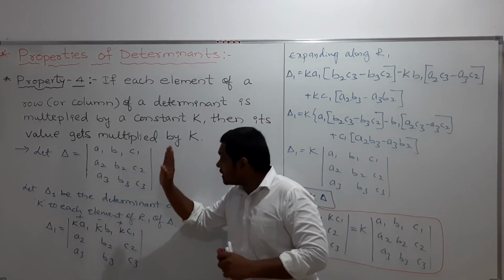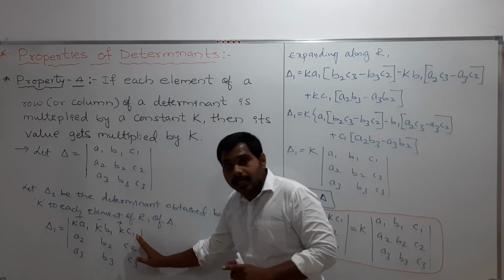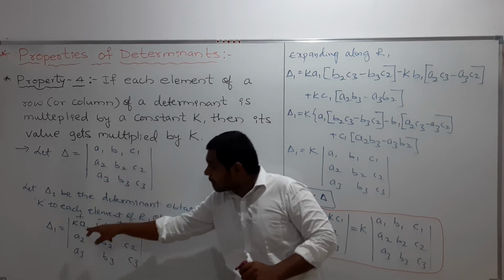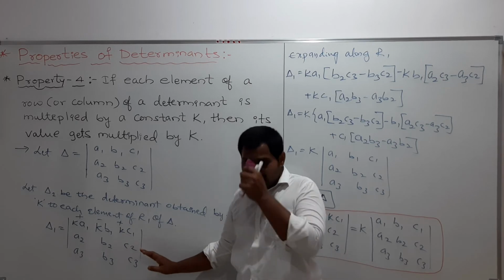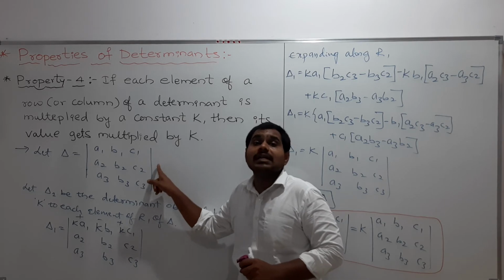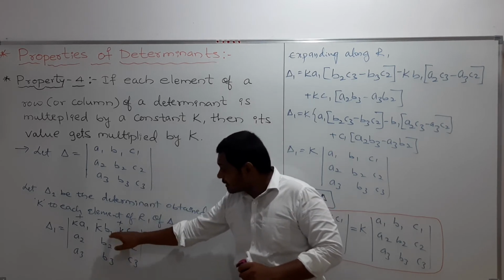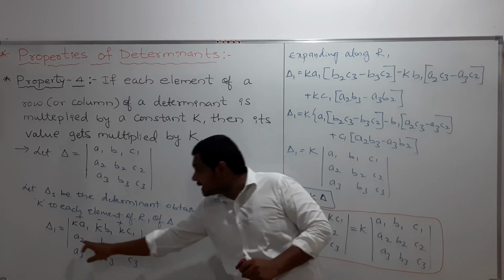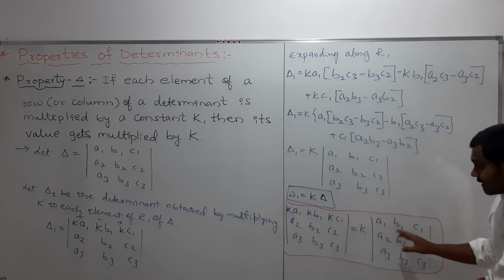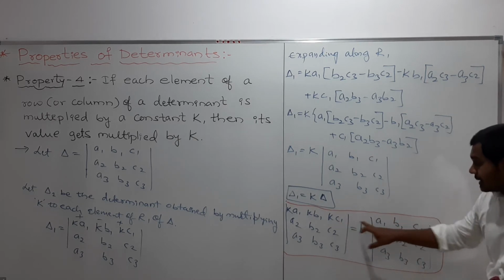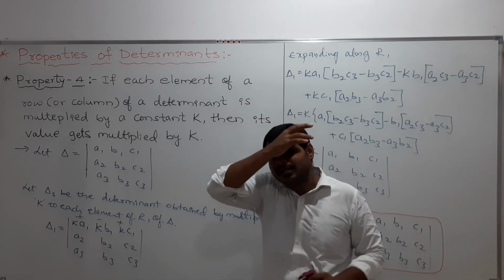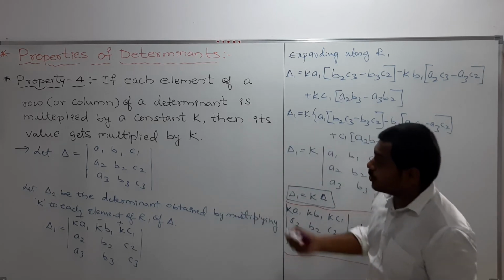In this case I am talking, this is the original determinant, this is the determinant I obtained from the original determinant by multiplying the first row with k. So this is the determinant I obtained by multiplying k to row 1 of the original determinant. After multiplying this, I got delta 1. I named it delta 1. So the value of this determinant is equal to, my dear students, k times the original determinant. This is your original determinant. Clear? I hope you don't have any doubts.